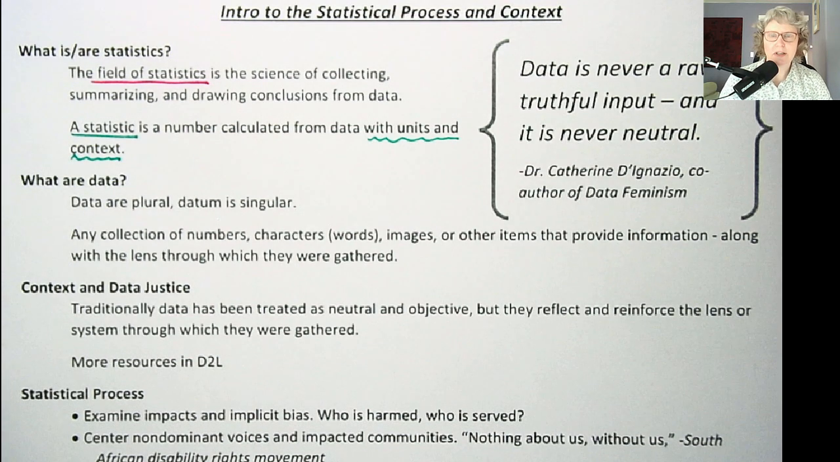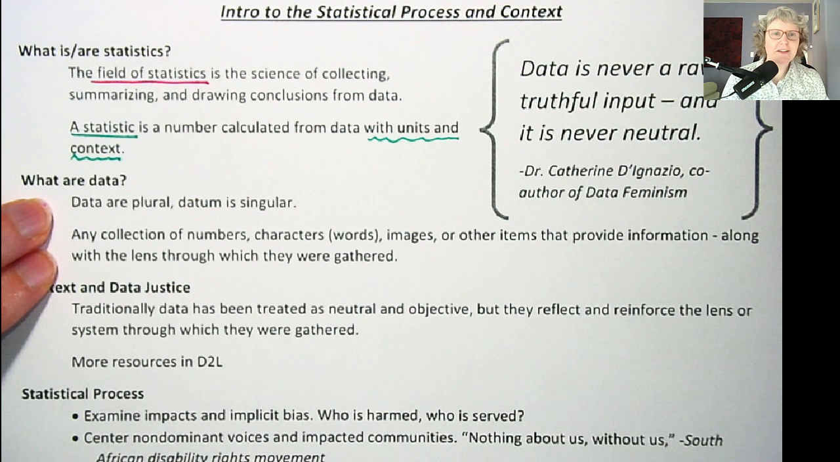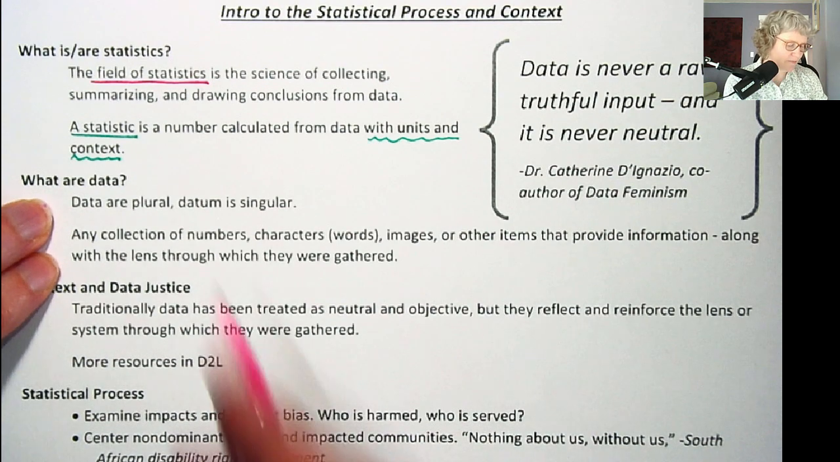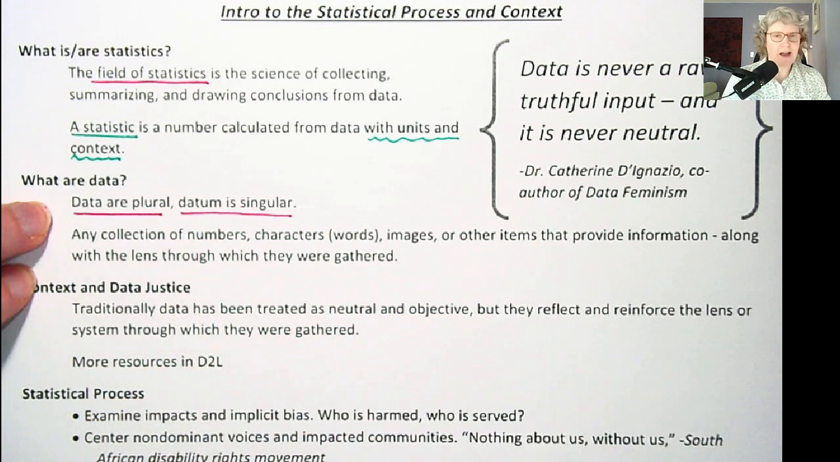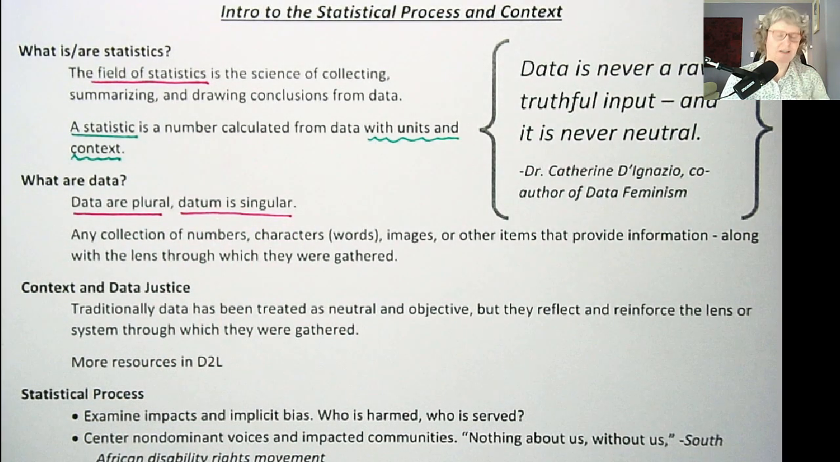We can't interpret a number by itself without having the units, which is like inches or feet, and the whole context from which it was gathered. And what are data? You might be used to hearing "what is data" or "data is," but data is actually plural. Sometimes I'll get this wrong as well. Sometimes I'll say "this data is," but data is really plural. You could say either one, it's fine. However you say it, it's really a plural term, and datum, although you rarely hear that, is one piece of data, one single data point.